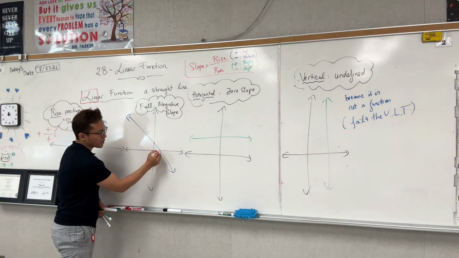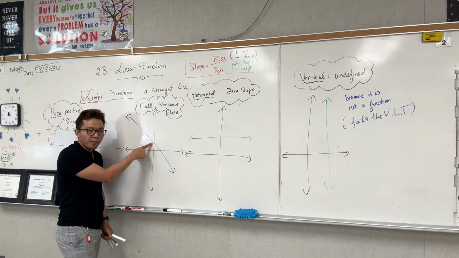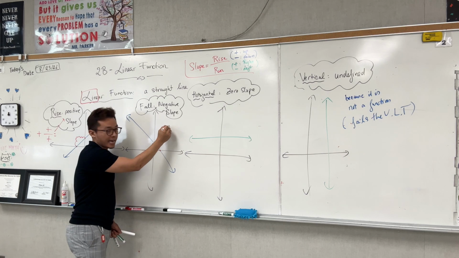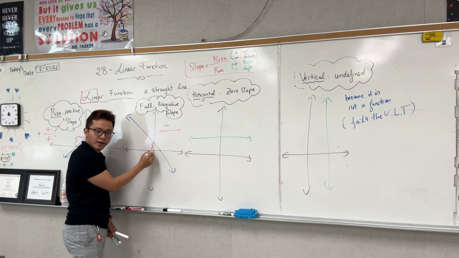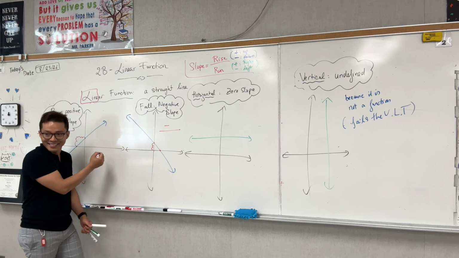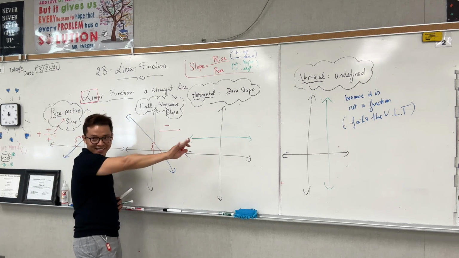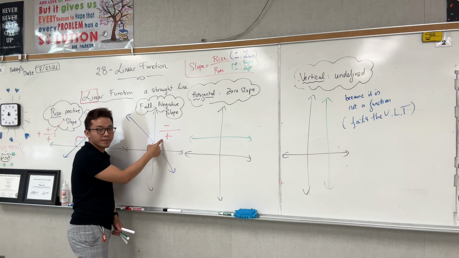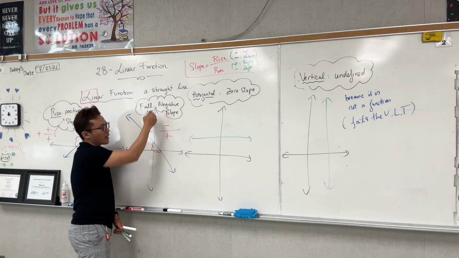Now same thing for here. Let's say I choose this point too. It's easy. Now do I go up or go down? Down. So that means the rise is going to be negative, divided by... Do I go right or left? You go right. So it's going to be positive. Negative over positive is negative. That's why it's negative slope.